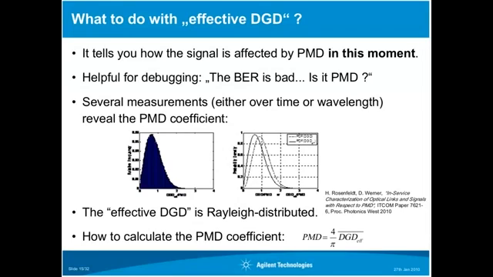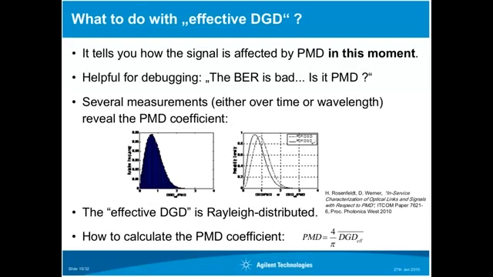Now, if you do several measurements of the effective DGD, and you can do this either by taking different channels, or you just measure the effective DGD over time, let's say a couple of days or weeks, then you will see the effective differential group delay has some statistic properties. Everybody knows, meanwhile, that the differential group delay is Maxwell distributed. And the definition of the PMD coefficient is just the average value of the differential group delay. So people normally measure the differential group delay, and they take the average value and end up with a PMD coefficient. And you can do almost the same with the effective DGD.